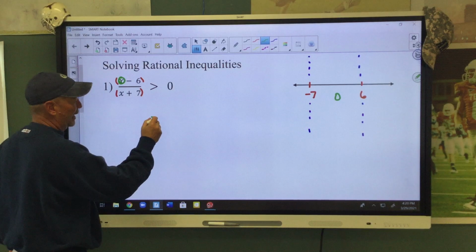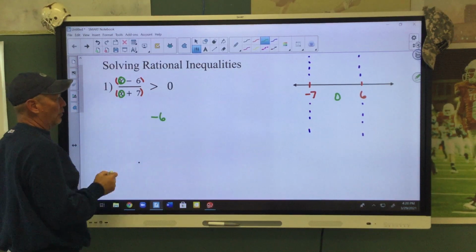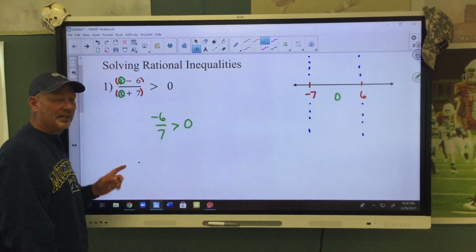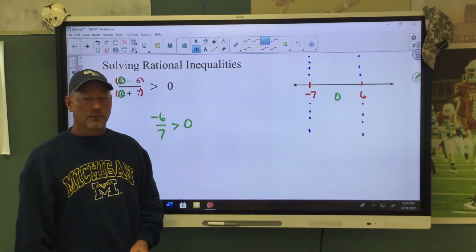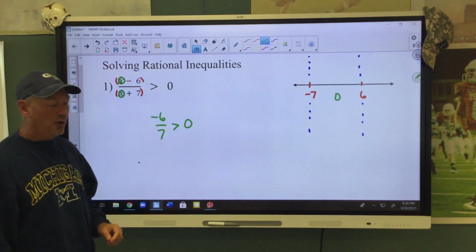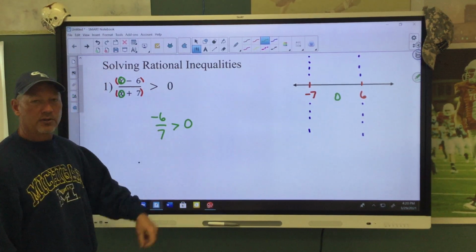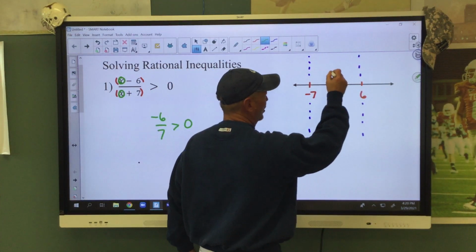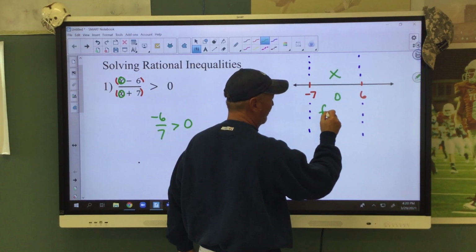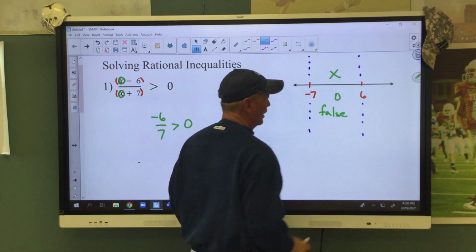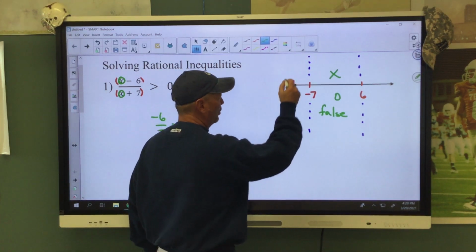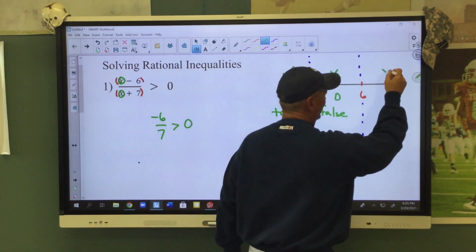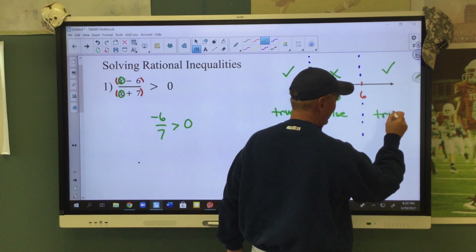0 minus 6 is a negative 6. 0 plus 7 is 7. And so we ask ourselves, does this make a true statement? And we're going to say, no, this is false. A negative number is not greater than 0. Okay? So when we substitute in the 0, this was bad because it made a false statement. That means that this will be good. This will be true over here. This will be good. This will be true.